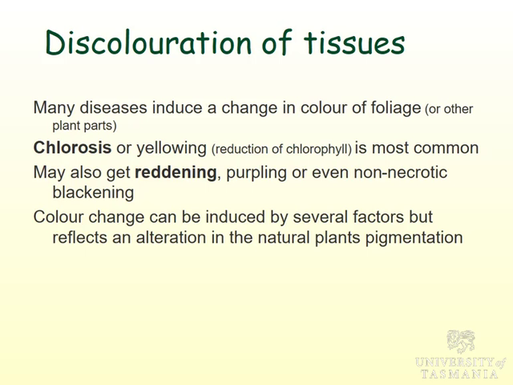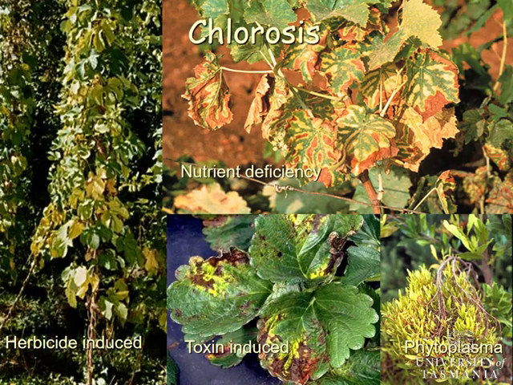But you may also get other colours. You might get stress-related colours. So production of anthocyanins, which tend to be red or purple. So you can get reddening, purpling, and even in some instances blackening. It's not cell death, it's not necrosis, but actually production of these pigments in relation to the stress of infection. Examples.